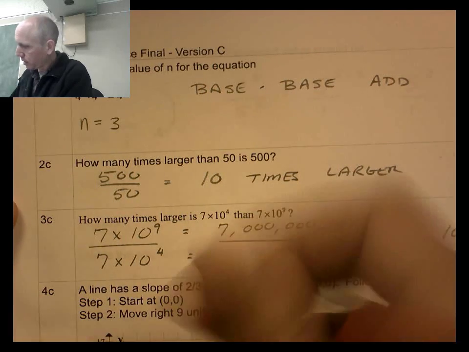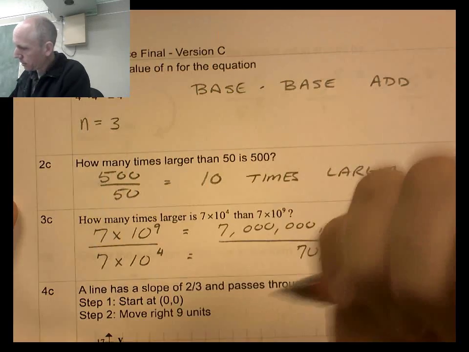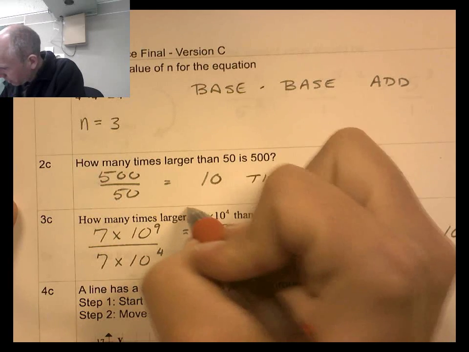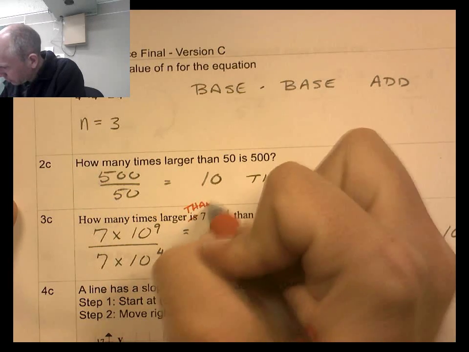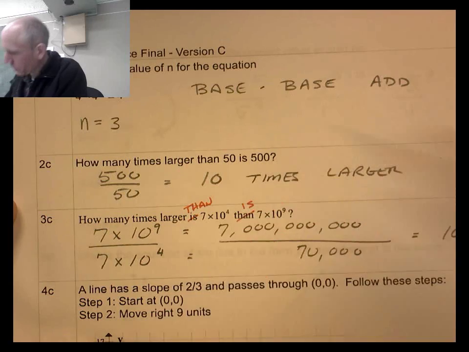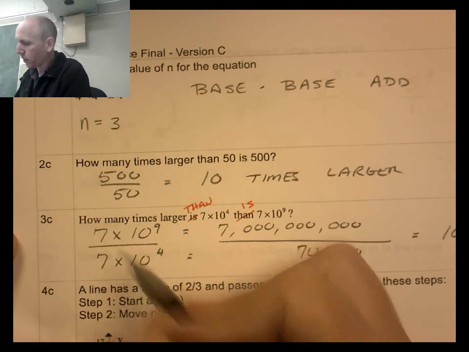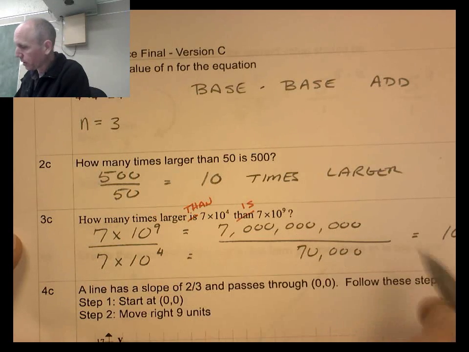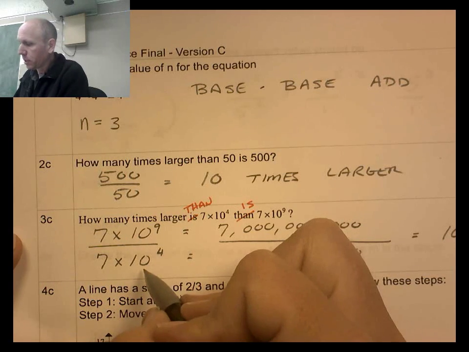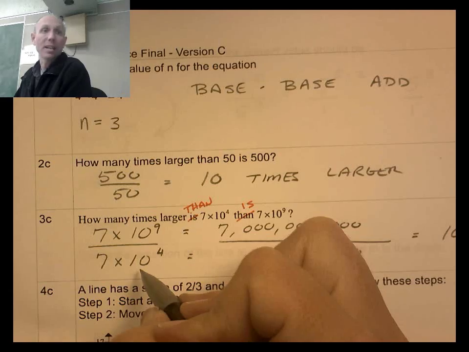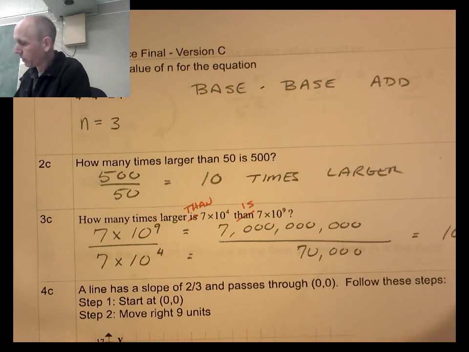How many times larger is that one? So 7 times 10 to the 9th over 7 times 10 to the 4th. 7 divided by 7 is 1. There's my 1. 10 to the 9th over 10 to the 4th is 10 to the 5th. So that's 5 zeros. 1 with 5 zeros.